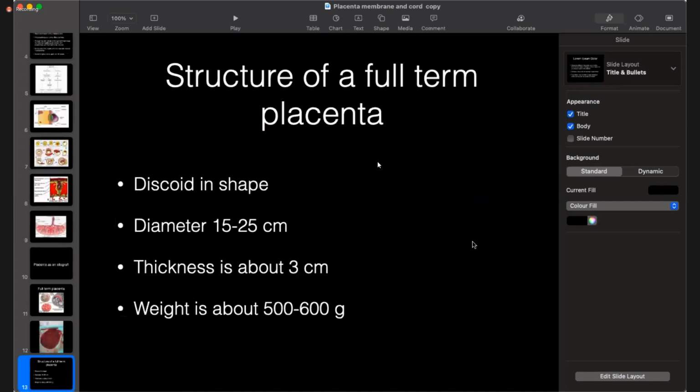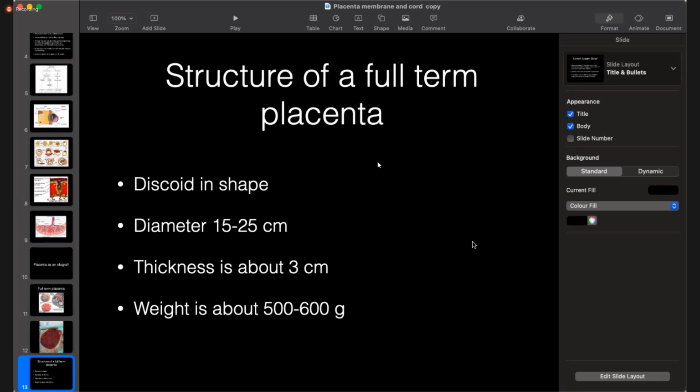So the full-term placenta is a discoid shaped structure. Diameter is 15 to 20 centimeters, thickness is about 3 centimeters, and weight is about 500 to 600 grams. This anatomical description is very, very important, because you can correlate it when you look at the macroscopic picture of the placenta. If a trained person looks at it, macroscopically we can say this is a small size placenta.